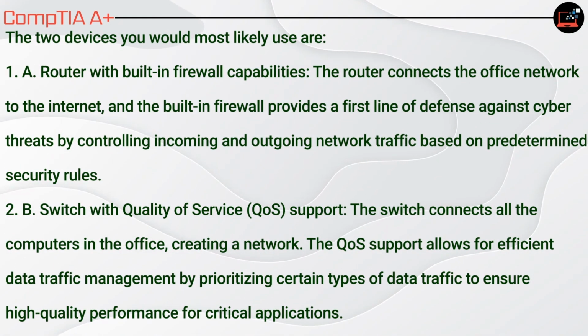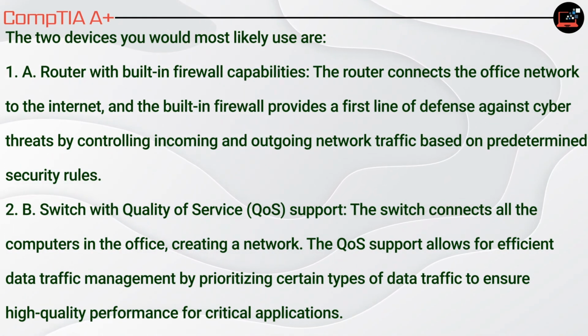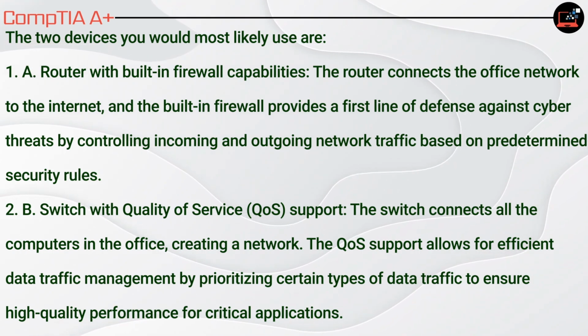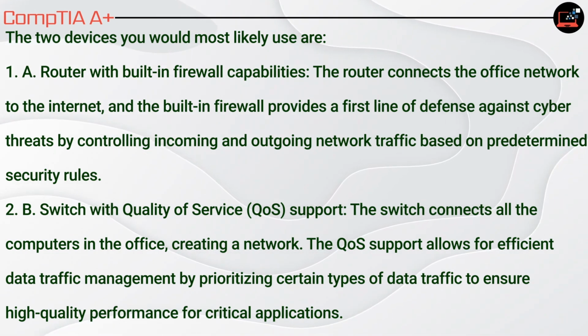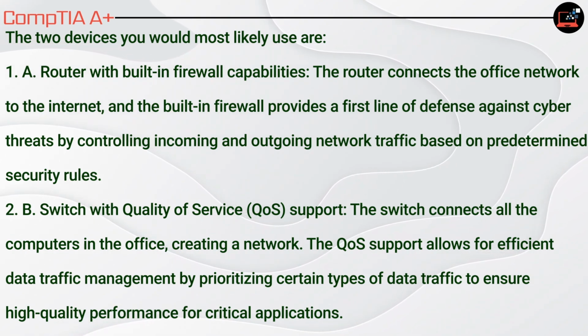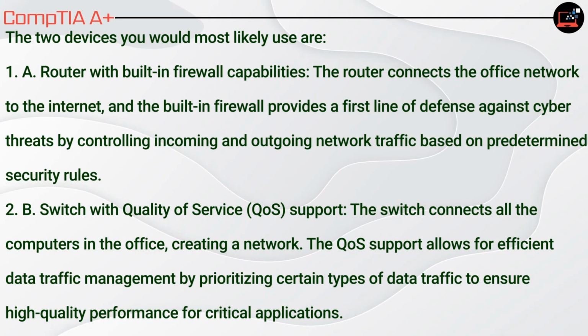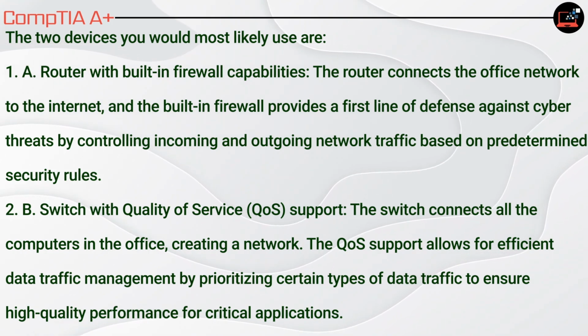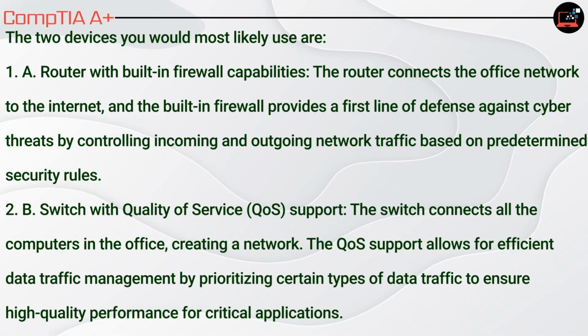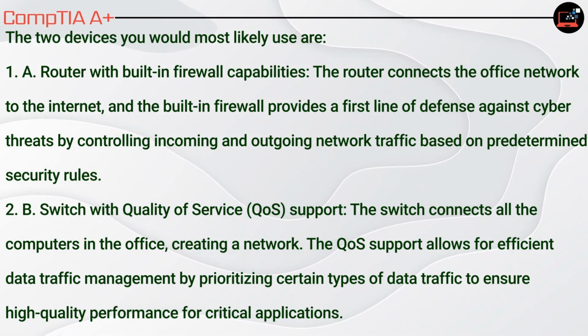The two devices you would most likely use are 1. A, a router with built-in firewall capabilities. The router connects the office network to the Internet, and the built-in firewall provides a first line of defense against cyber threats by controlling incoming and outgoing network traffic based on predetermined security rules. 2. B, a switch with quality of service QoS support. The switch connects all the computers in the office, creating a network. The QoS support allows for efficient data traffic management by prioritizing certain types of data traffic to ensure high-quality performance for critical applications.